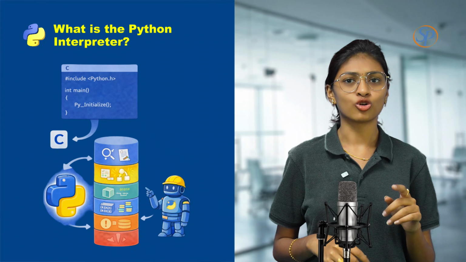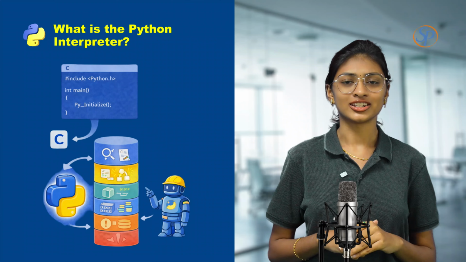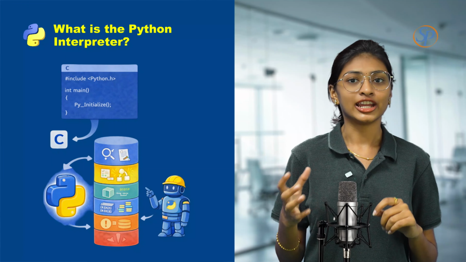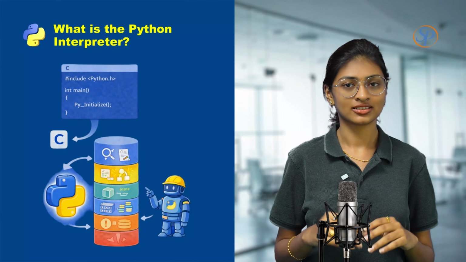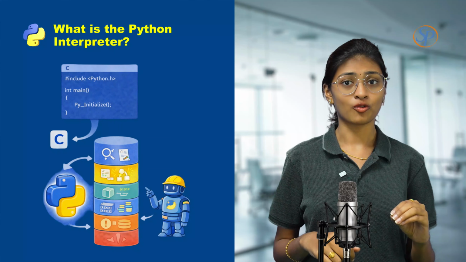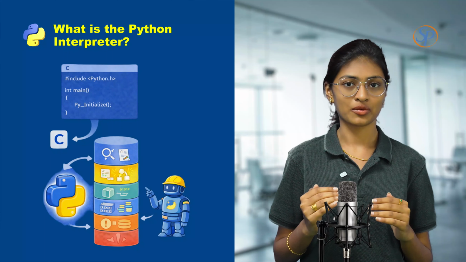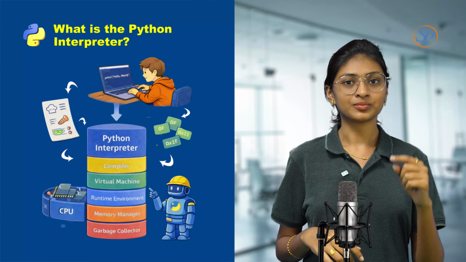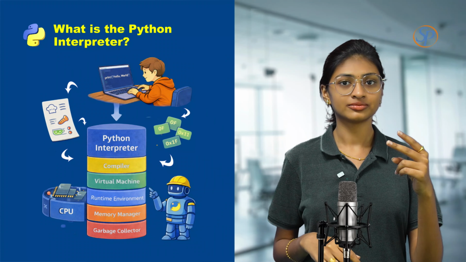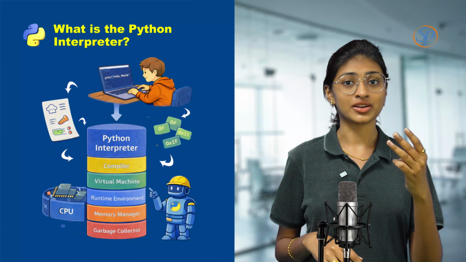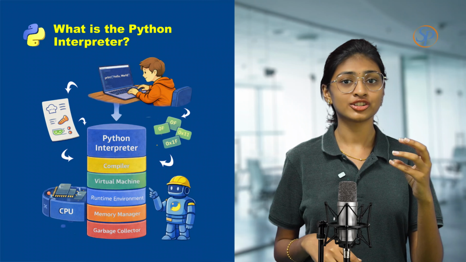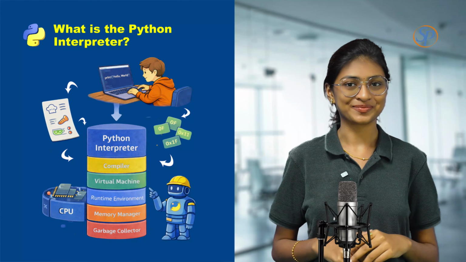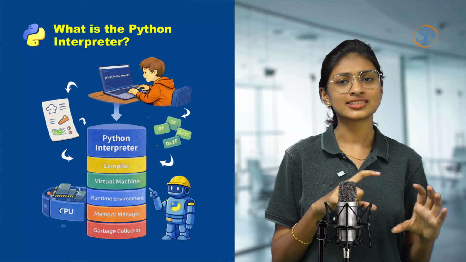Think of your Python code as a recipe, written in English. The interpreter rewrites it into universal cooking steps. Then the PVM performs those steps one by one. The interpreter contains a compiler, a virtual machine, a runtime environment, a memory manager, a garbage collector, all inside one system.